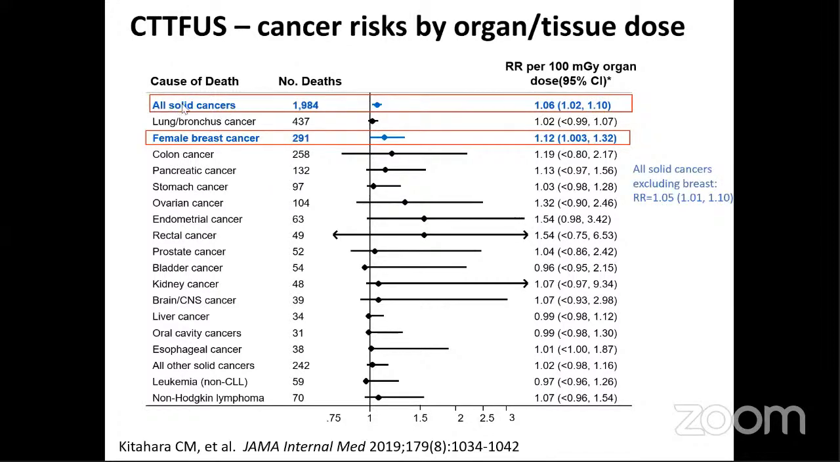When we excluded breast cancer from this top category of all solid cancers, we still saw a statistically significant positive association of 5% per 100 milligray stomach dose. So this overall result was not being driven by breast cancer. You can see for these other solid cancer outcomes that the risks were in the positive direction mostly, apart from these outcomes down here that were based on very few deaths. And for leukemia, it was surprising that we saw no association at all, but this was based on only 59 leukemia-related deaths.